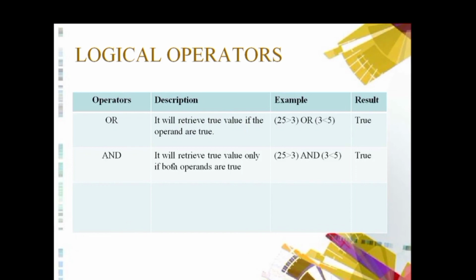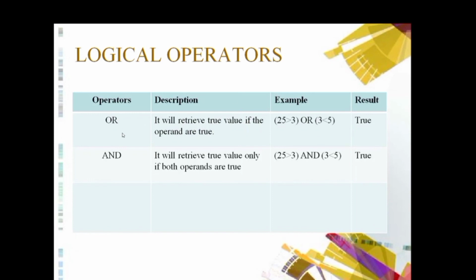In case of AND, it will retrieve a true value only if both the operands are true, means both the conditions are true, then only in that case, AND provides us the true result. Here you have seen 25 is greater than 3, this one is right, and 3 is less than 5, both the conditions are true, then it provides us the true result.